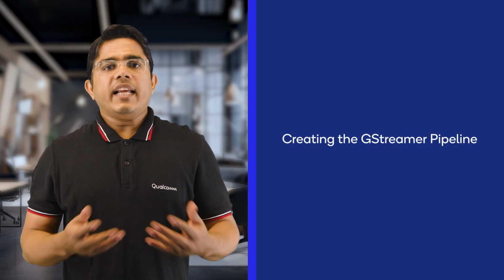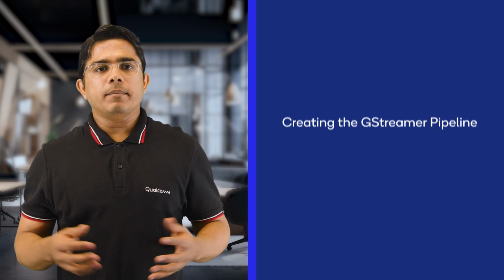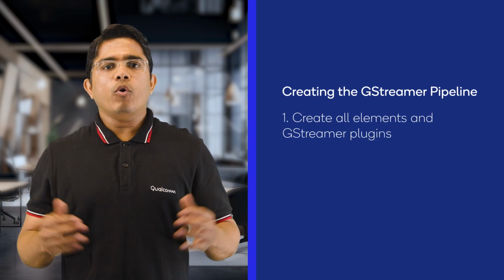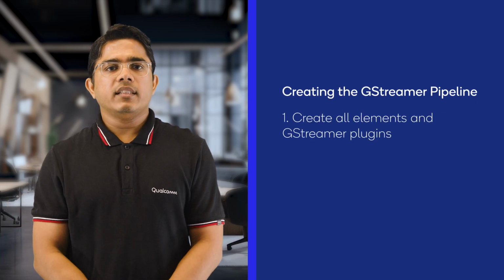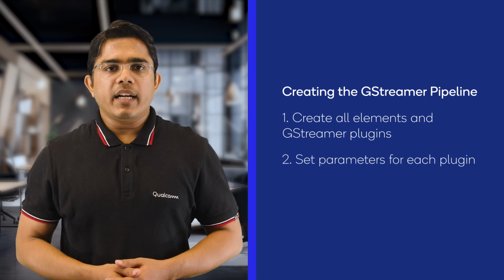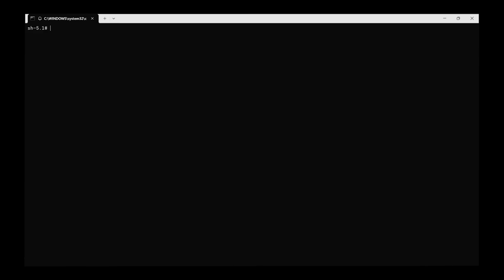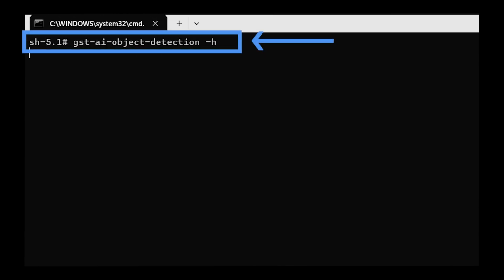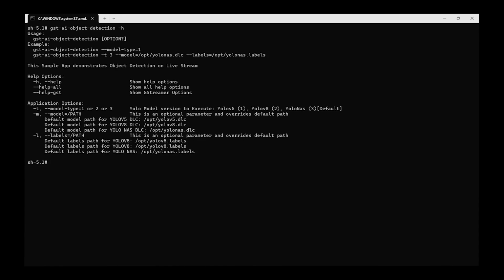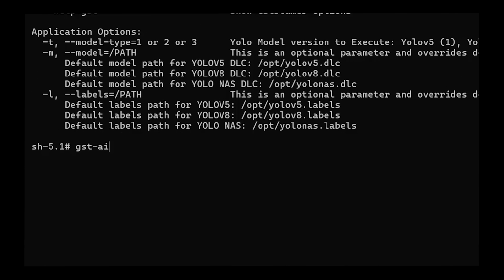Now that we are aware of the high-level inferencing workflow, let's take a look at the key elements of the source code. Creating the GStreamer pipeline involves three main steps. First, create all elements and GStreamer plugins. Set parameters for each plugin and link plugins to create the GStreamer pipeline. You can see how we are creating the GStreamer pipeline, and just by doing some pre-processing using the plugin and specifying the elements to run the model on the DSP.